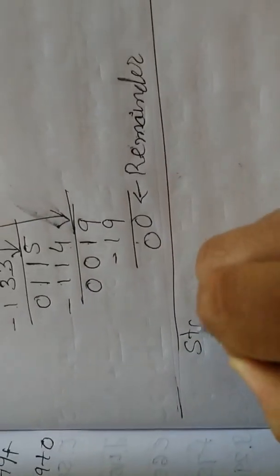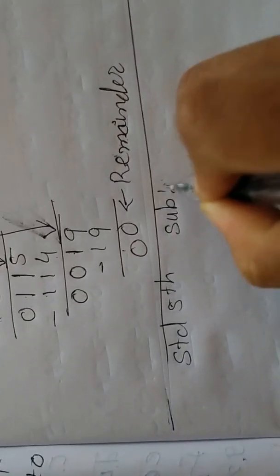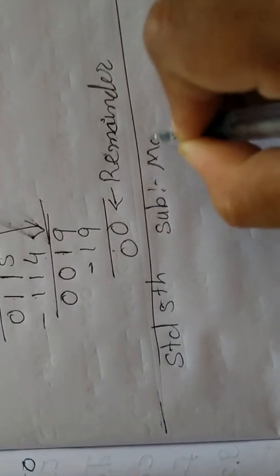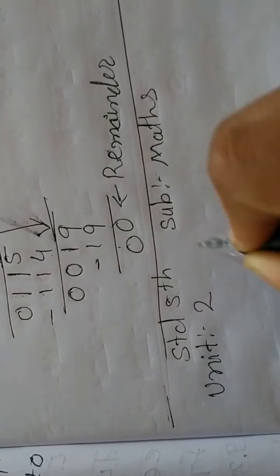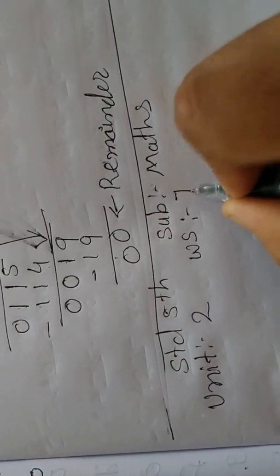I am Razia Khattam from Language Vidyapith, Standard 5th, subject Maths. Unit number 2, worksheet number 7. In that worksheet, students, question number 2.